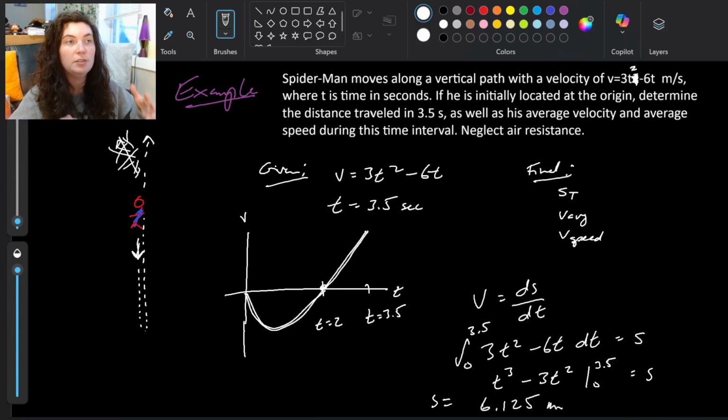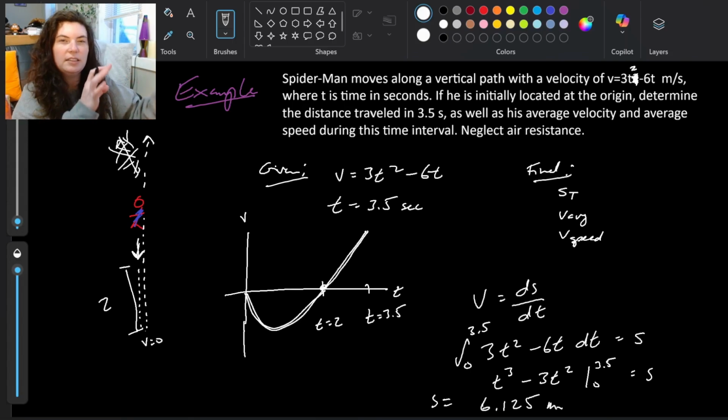But again, this is just position. It just tells us that at the end of the clip, he's 6.125 meters higher than where he started, but it's not the total distance traveled. The total distance traveled has to account for the fact that he came all the way down in that 2-second interval and came up, right? So v is 0 at the bottom here. It took him 2 seconds to travel downwards, and then he travels back up. So we have to account for that time in essentially two separate calculations, two separate intervals there.